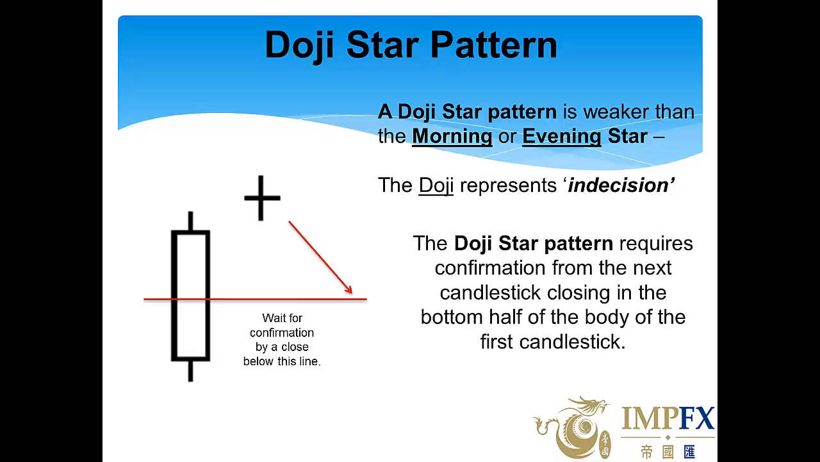So the Doji star pattern requires confirmation, of course, from the next candlestick closing in the bottom half of the body of the first candle. So what we should look for is to wait for the confirmation by a close underneath this line that I've illustrated here.